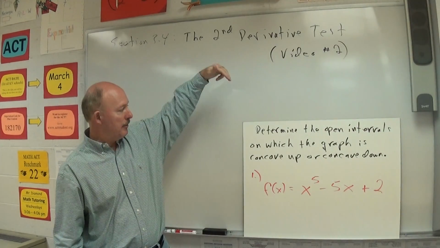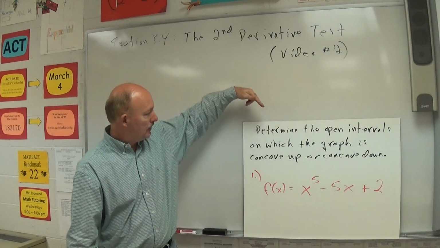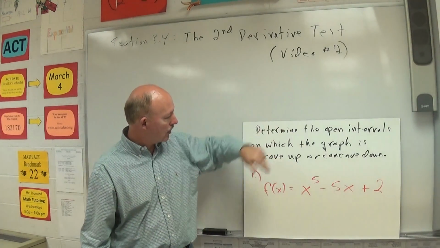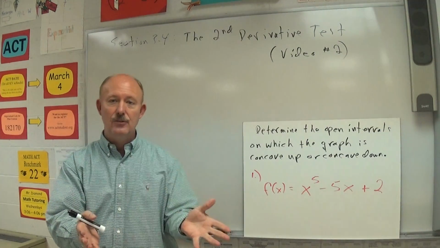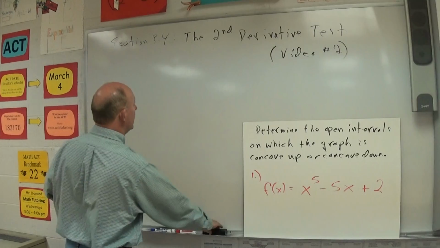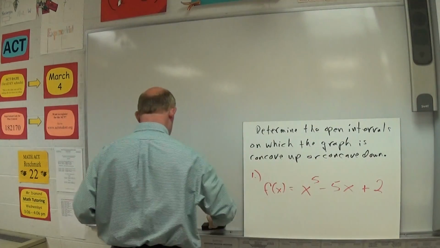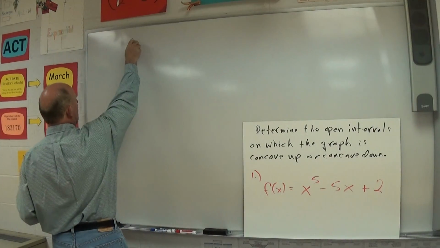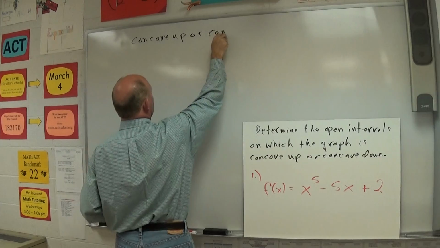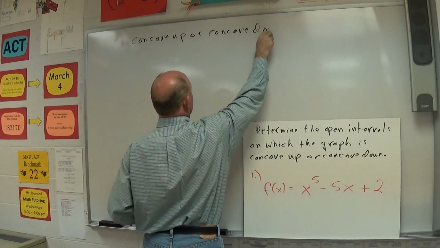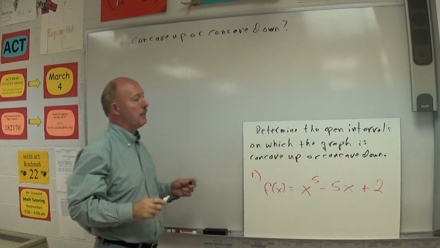Now, our first problem, I'm going to take this down in just a minute, so if you want to copy the problem down, you can. We're going to determine the open intervals on which the graph is concave up or concave down. I'm going to start off with an easy one. This is just a little polynomial function, so we'll look at some more difficult problems later. Where's the graph concave up or concave down?